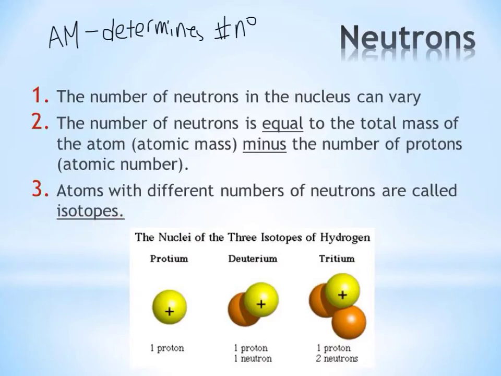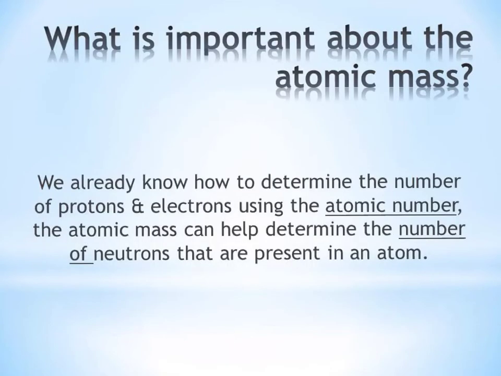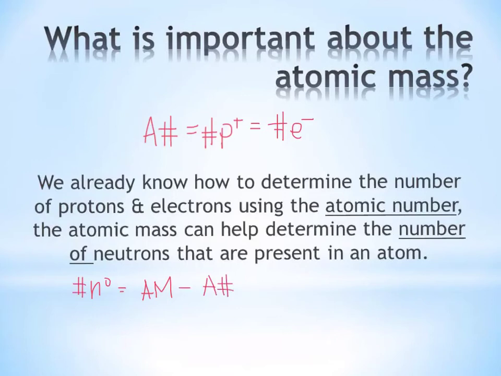Now, in order for us to determine the number of neutrons, you need to take the atomic mass and subtract the atomic number from it, and that's the number of neutrons. So, to quickly summarize this, the atomic number helps us determine the number of protons, and in a neutral atom, the number of electrons. And the atomic mass helps us determine the number of neutrons by taking the atomic mass and subtracting the atomic number from it.